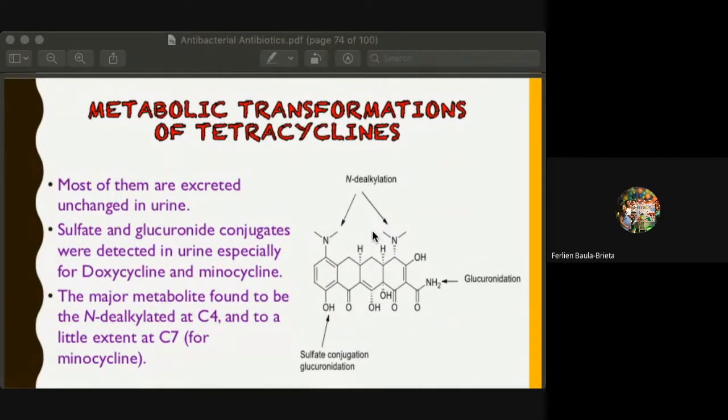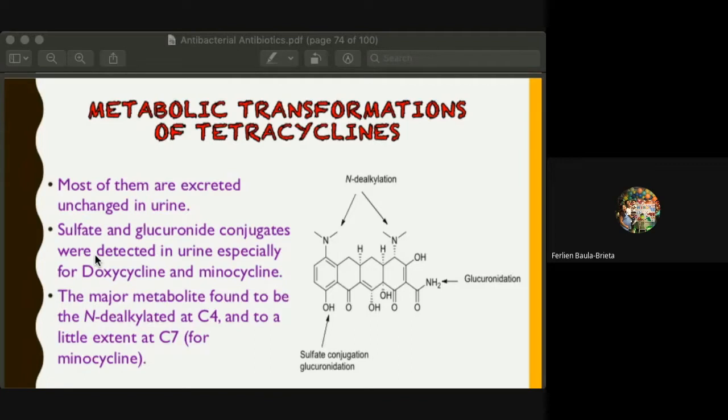let's understand the metabolic transformation of tetracycline. So most of them are excreted unchanged in urine. That is why it is toxic, because it is excreted unchanged via urine. So sulfate and glucuronide conjugates were detected in urine, especially for our doxycycline and minocycline.